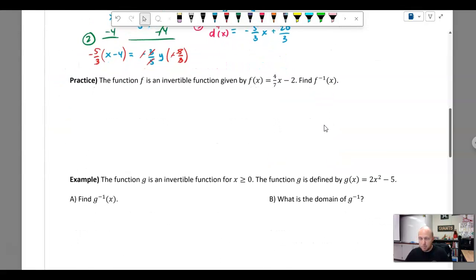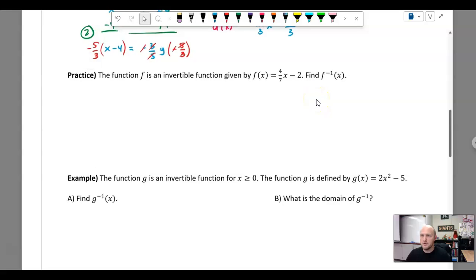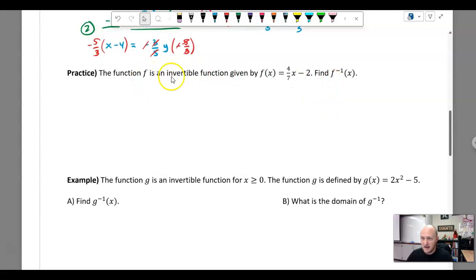Please go ahead, pause the video, and I want you to find f inverse if f is an invertible function defined as f of x equals 4/7 x minus 2. Pause me, try this one.